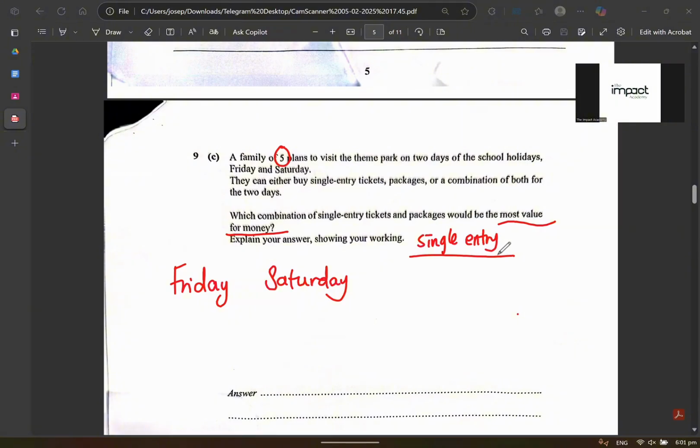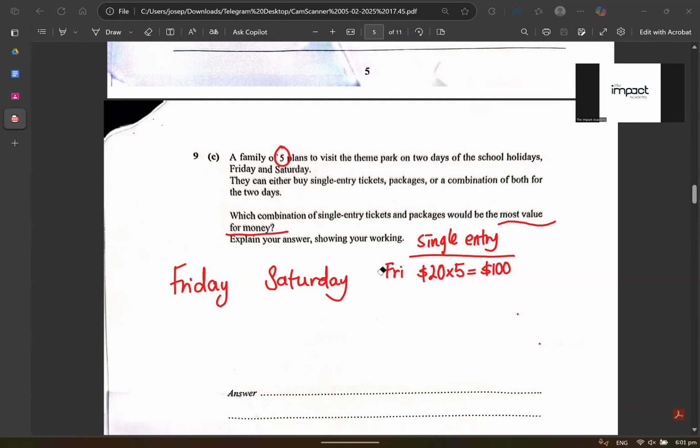Remember just now we say Friday and Saturday? Friday is considered a weekday, right? Friday is a weekday. Correct. So $20, what are we gonna do? $20 per person, right? We're gonna times 5, which is equals to $100. You get what I'm trying to say? This is for Friday. True?